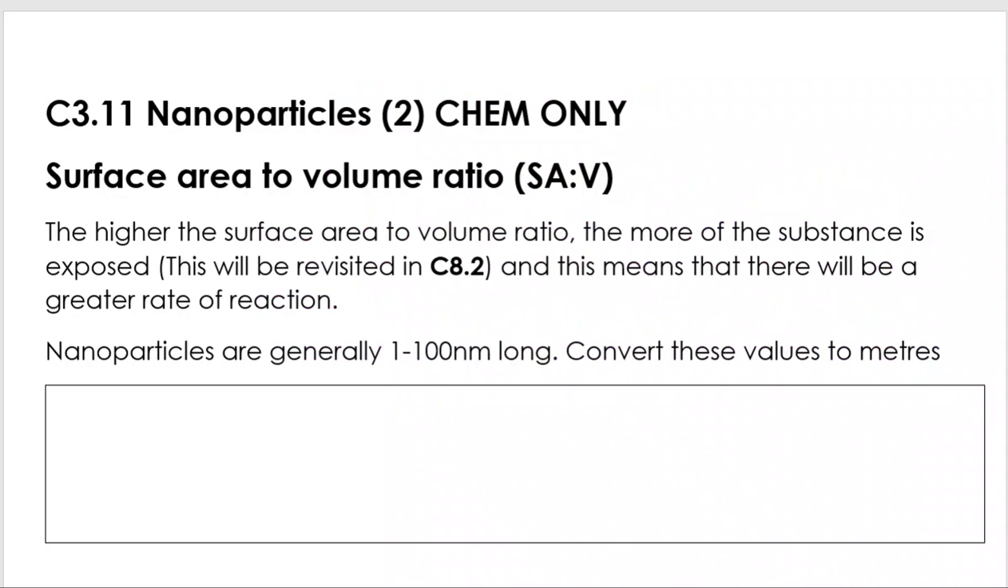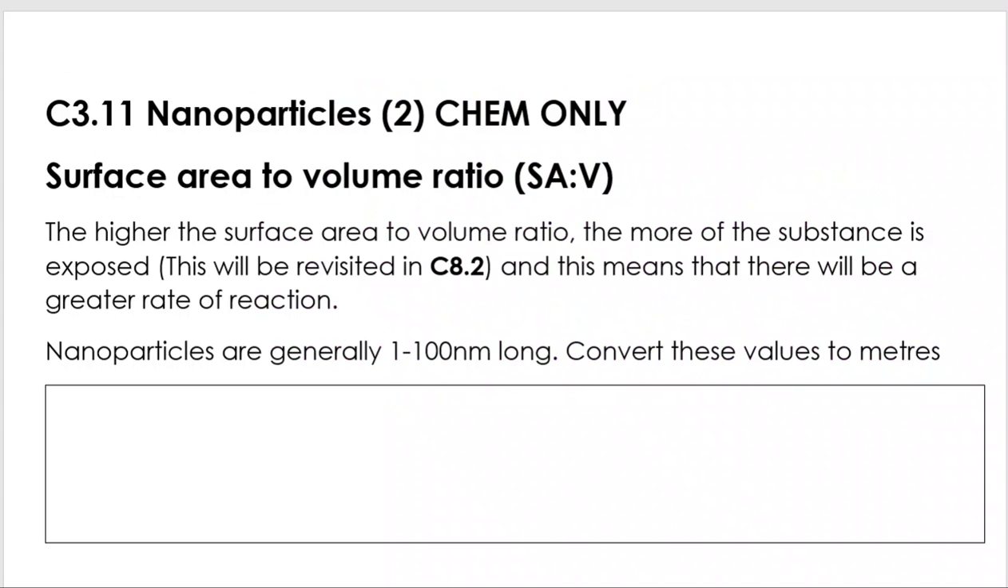We're next going to move on to consider surface area to volume ratio. If we have a higher surface area to volume ratio, we have got more of the substance exposed at any one time. And that becomes really important when we consider rates of reaction and surface area in a later topic. So we're told here that nanoparticles are generally between 1 and 100 nanometers. What would they be in meters?